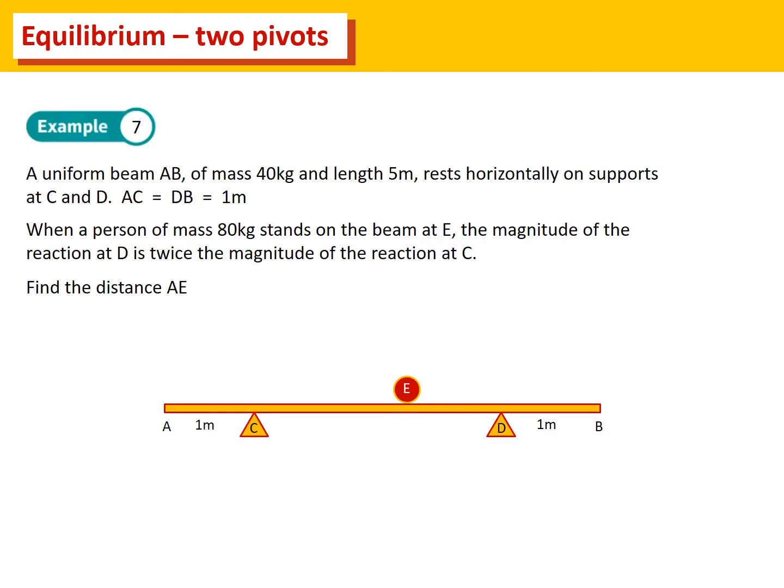Here in example 7, once again, let's put on the forces. What are the forces acting on the rod? Well, its mass is 40 kilograms, so the weight of it is 40 G newtons. There's a normal contact force created by the person standing at point E. That person weighs 80 G newtons.